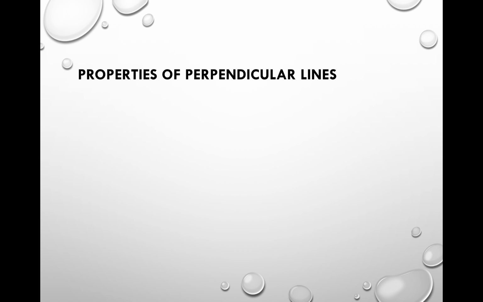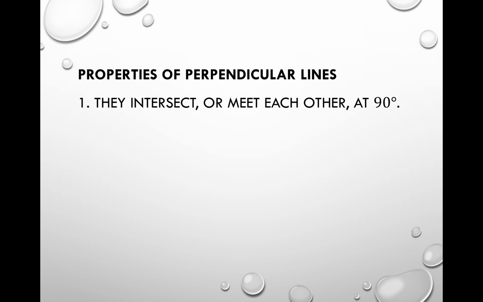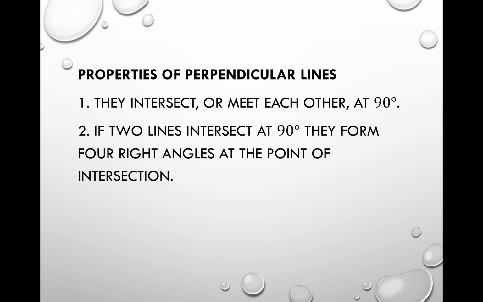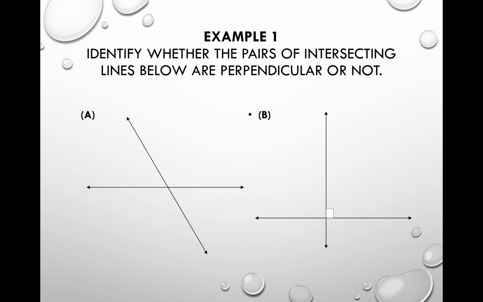Properties of perpendicular lines. 1. They intersect or meet each other at 90 degrees. 2. If two lines intersect at 90 degrees, they form 4 right angles at the point of intersection. And that's when it's two lines that are intersecting.